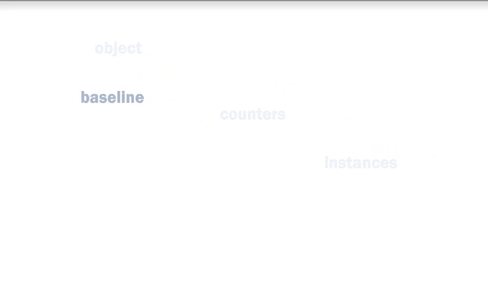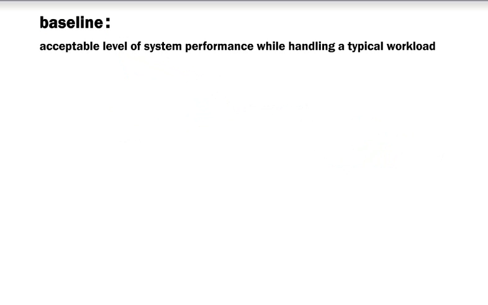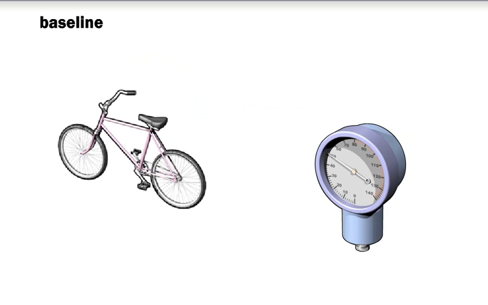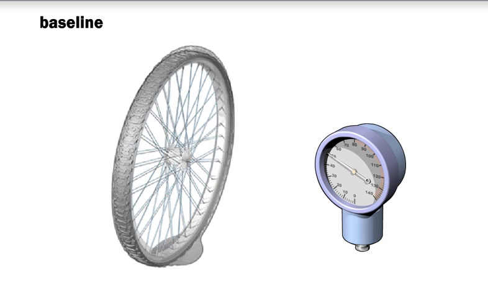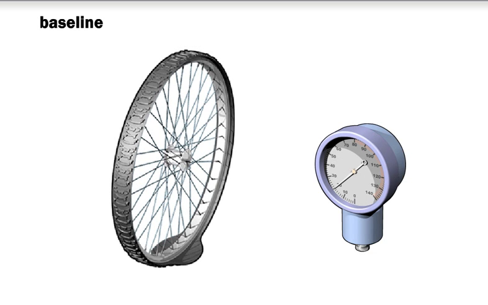A baseline is the level of system performance that you decide is acceptable. You should establish the baseline when the server is handling a typical workload. When you establish what the acceptable level is, such as the proper air pressure for a tire, then deviations from that measurement are a signal to you that there may be a problem.